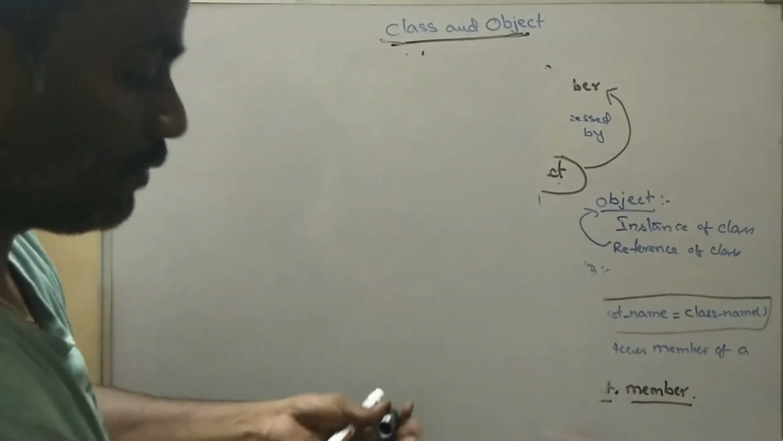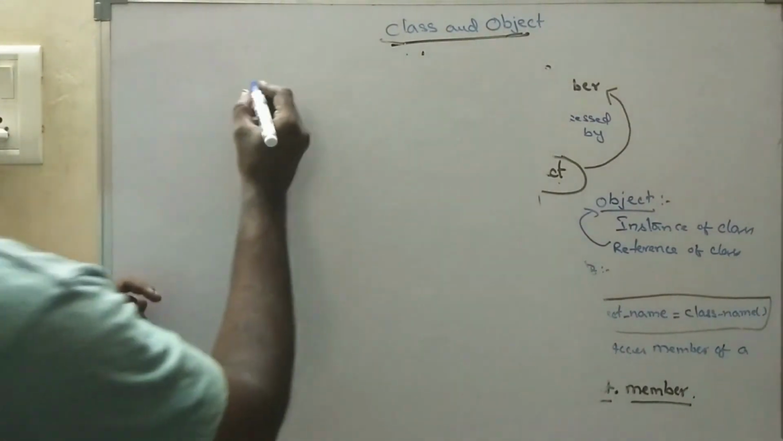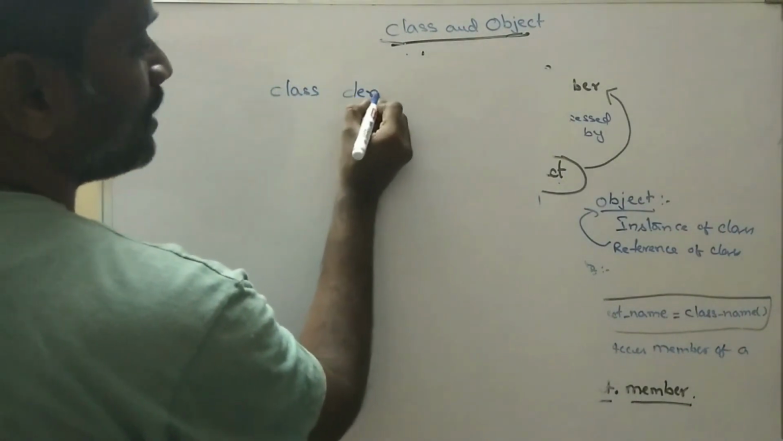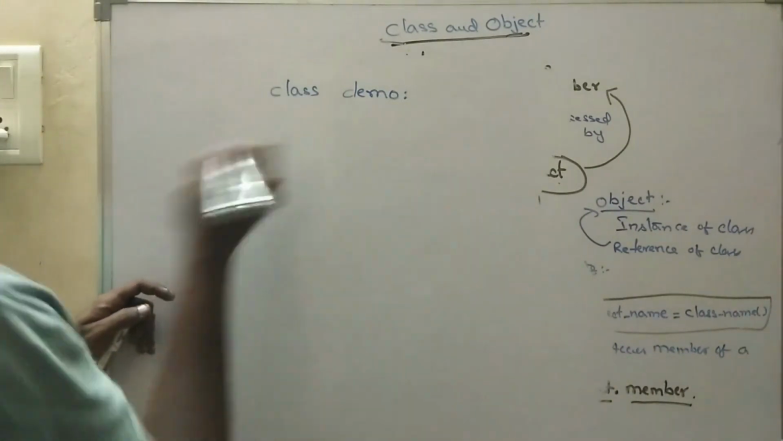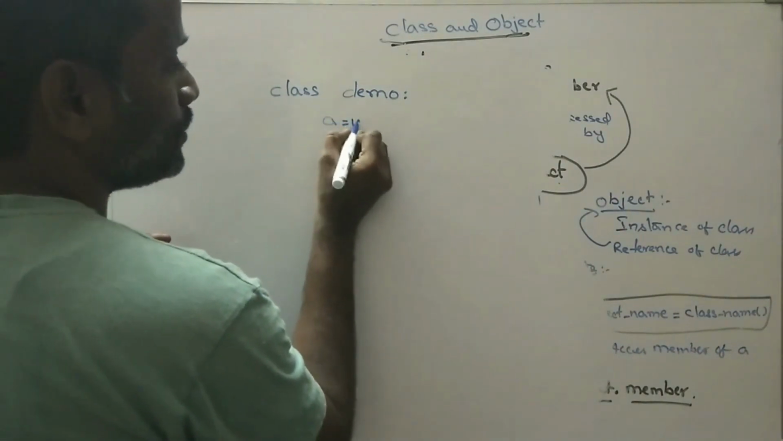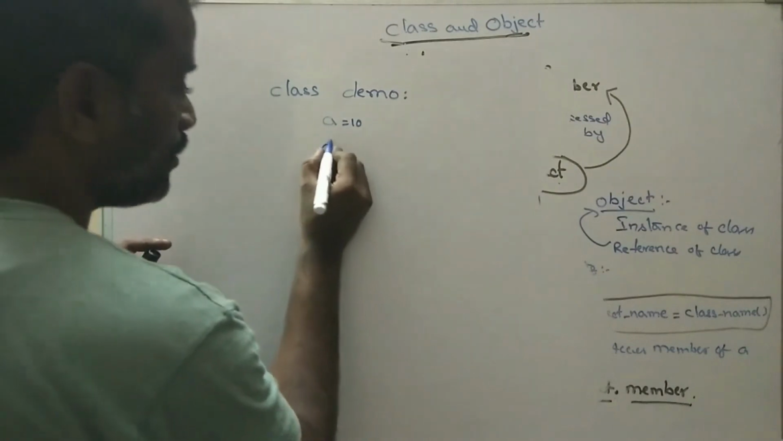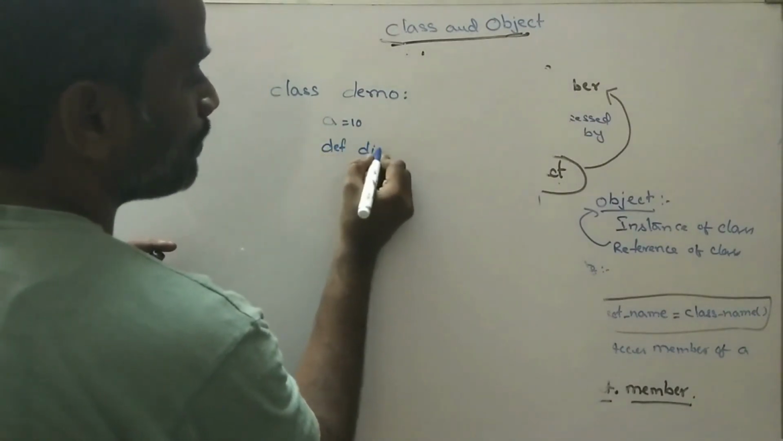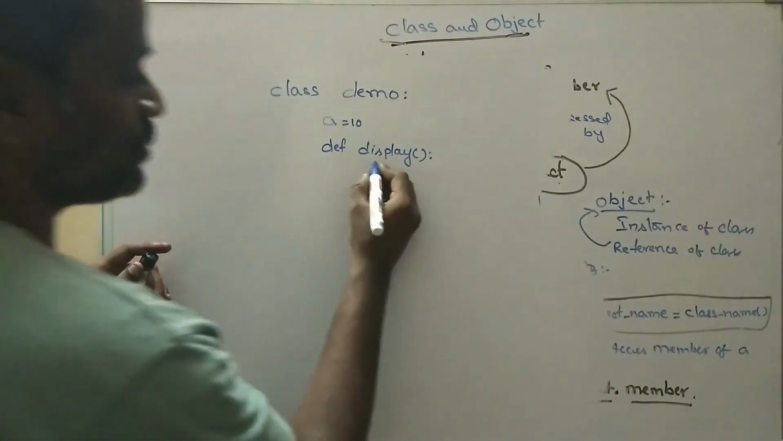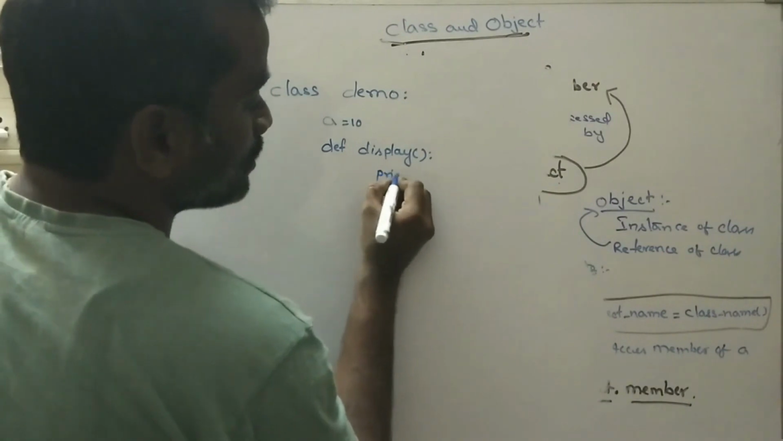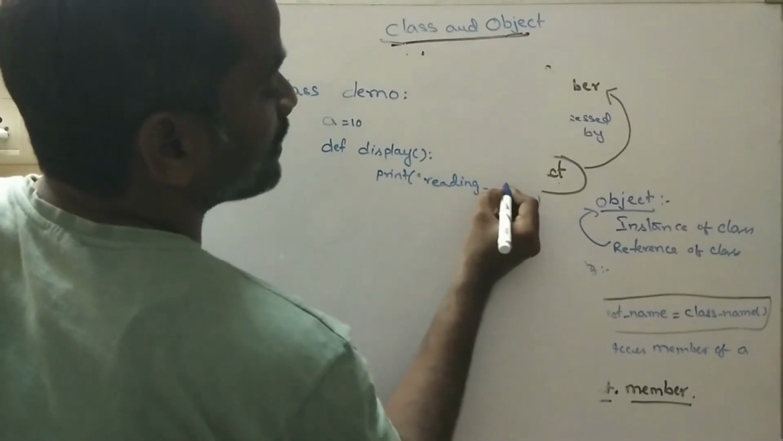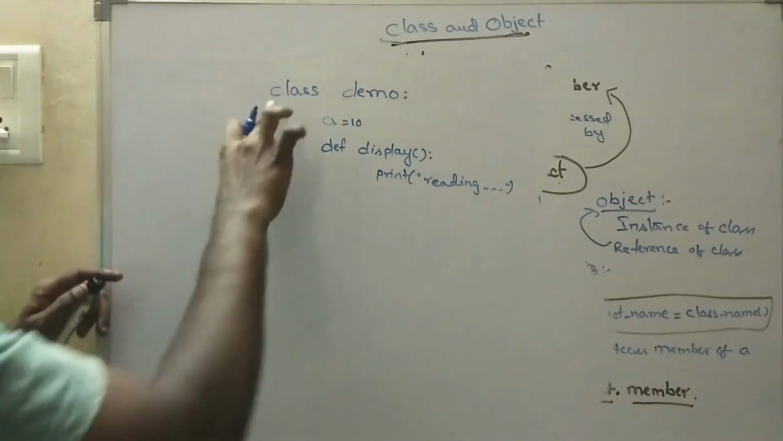First of all, write one simple program to display some message. I can create a class. Suppose class Demo is my class, with indentation. There is no need for any argument here. Suppose I declare one variable, a equal to 10, and I define one function, def display. Now it is the function. For this function, I write one statement: print reading. This is the message I have to write, and then my class is closed.